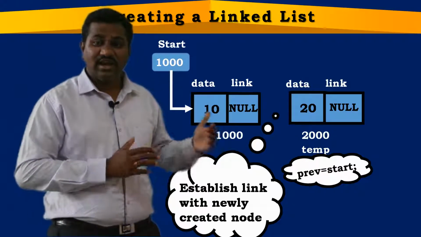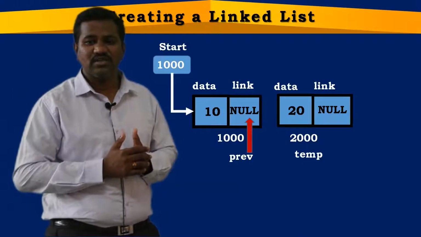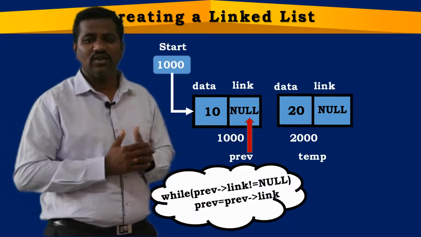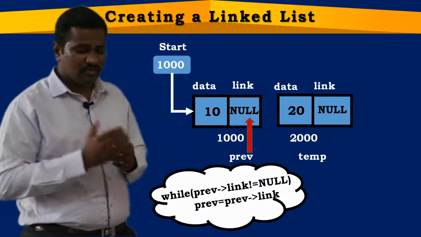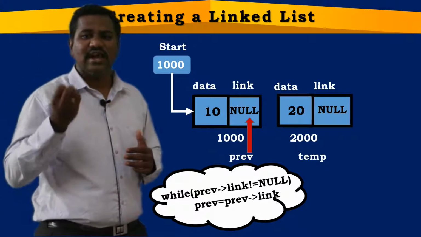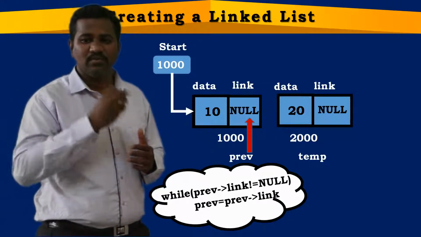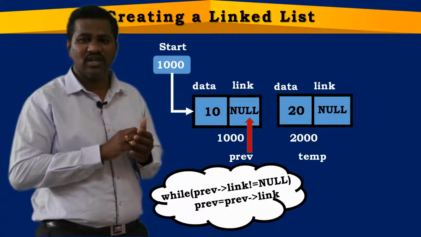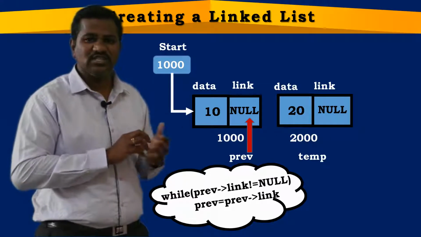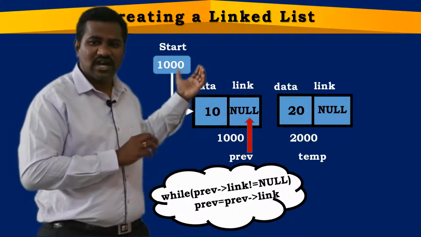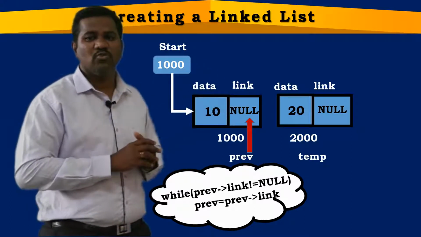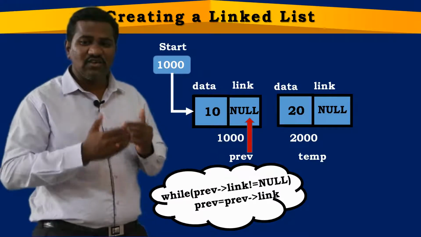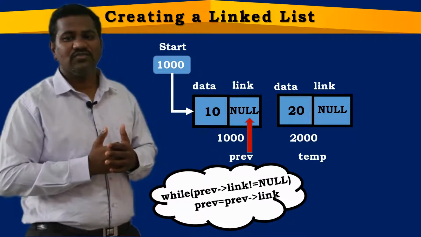The next instruction we have is the while loop. Previous is one pointer which we declared at the time of declaring the structure, and this previous is pointing to the first node. Now start is pointing as well as previous is also pointing to the first node. After that we are entering into the while loop.